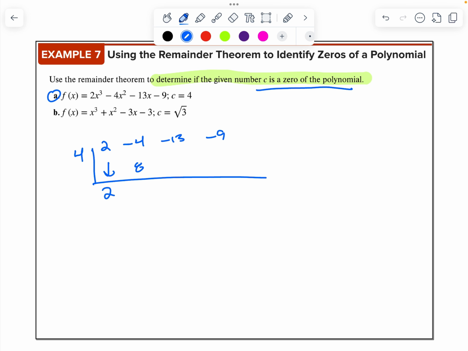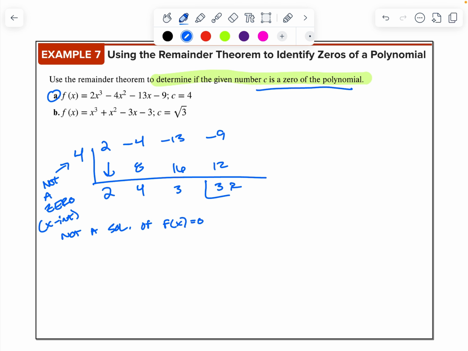Bring down the 2, multiply, add, multiply, add, multiply, add. If that remainder is not 0, then 4 is not a 0, right? That's the same thing as saying it's not an x-intercept. Same thing as saying it's not a solution of f of x equals 0. Try the same thing on b.